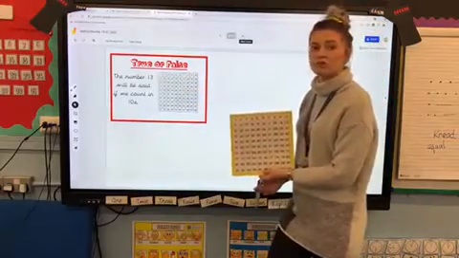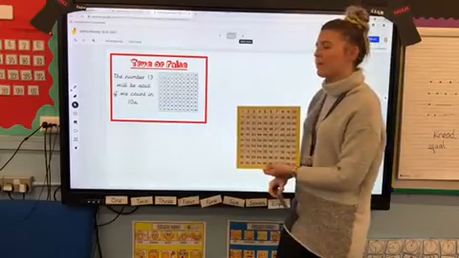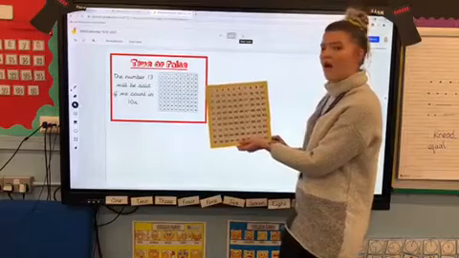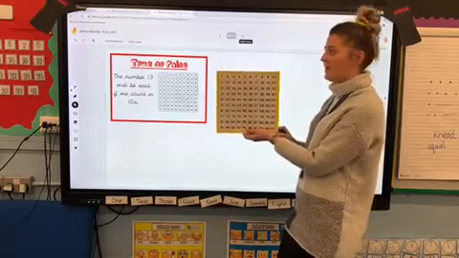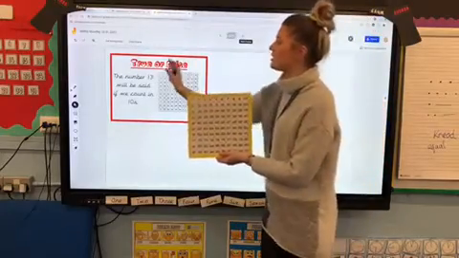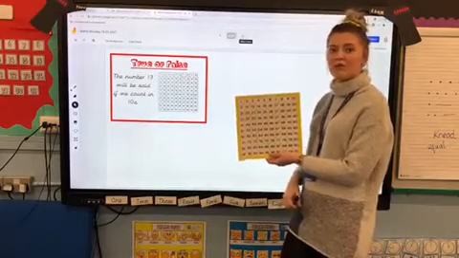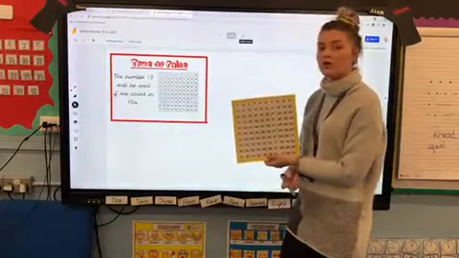My true or false question is, the number 13 will be said if we count in tens. Will I say the number 13 when counting in multiples of 10? If you think true, I will say it, circle true. If you think no, Miss McGee, you will not say number 13, then that is false, and you circle false.